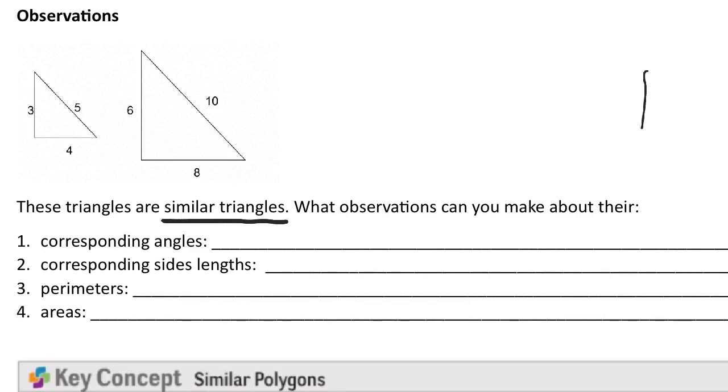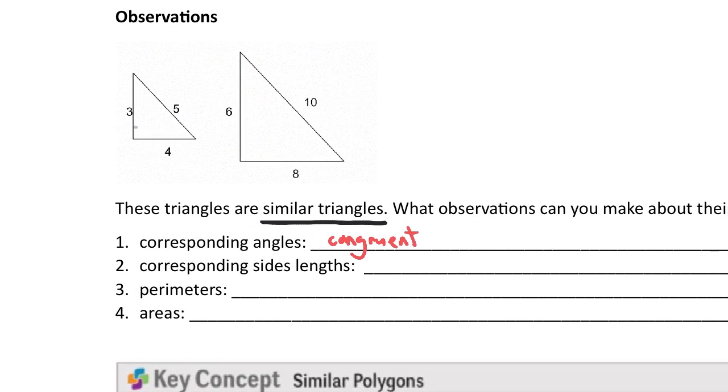All right. The corresponding angles here will all be congruent. So this guy right here is congruent to this guy right here. This guy is congruent to this guy. And this guy's got to be congruent to this guy. That is true for every pair of corresponding angles. How about the corresponding side lengths?